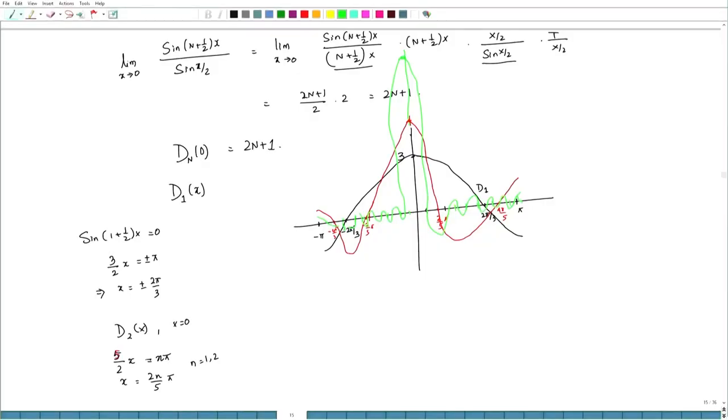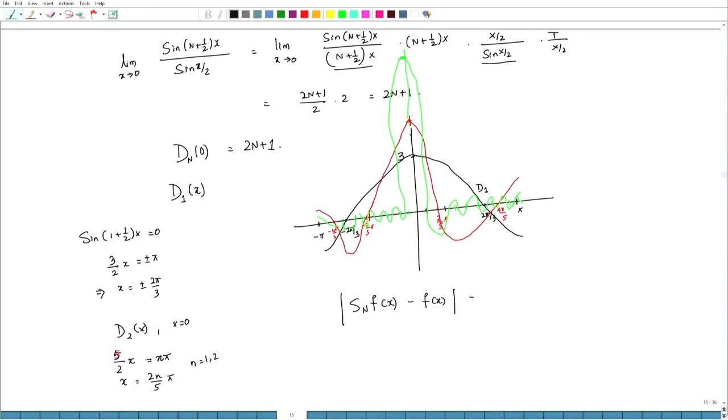Okay, so now what we need to see is that we need to get Sn of f of x minus f of x. That is our target. We want to show that this modulus is less than epsilon, given an epsilon positive, for large n. This has to be small.